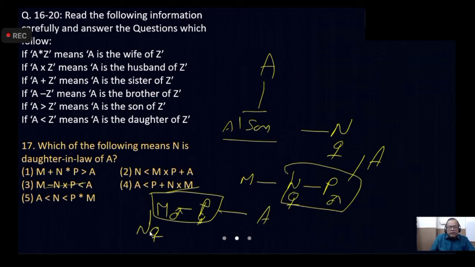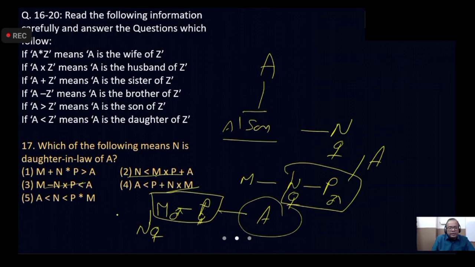Now N's mother is P, and mother's sister. Okay, so P is sister of A. Do we know the gender of A? No. So fine, not a problem. But here, do you have a daughter-in-law relation? No. Here N is niece to A, not daughter-in-law. So choice number 2 eliminated.